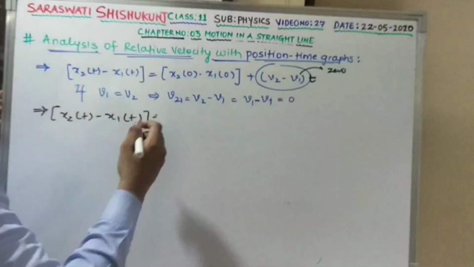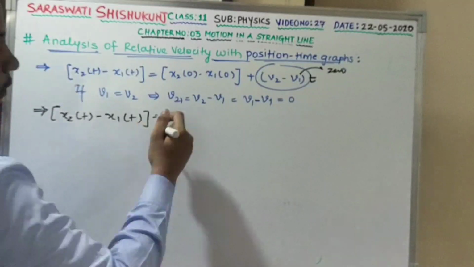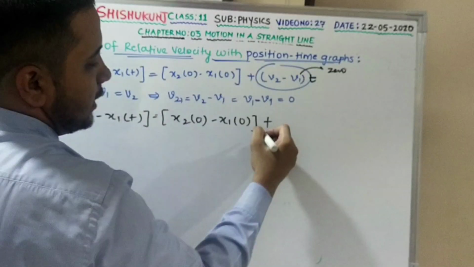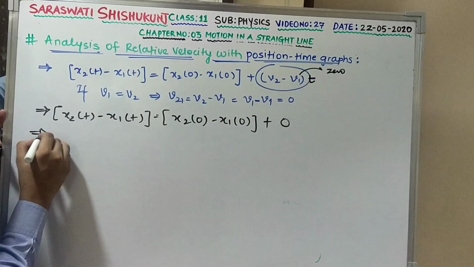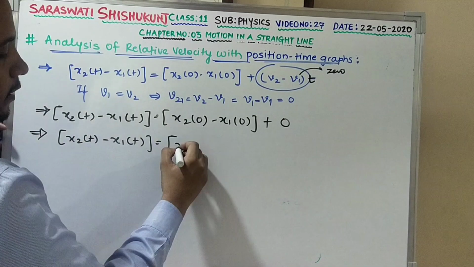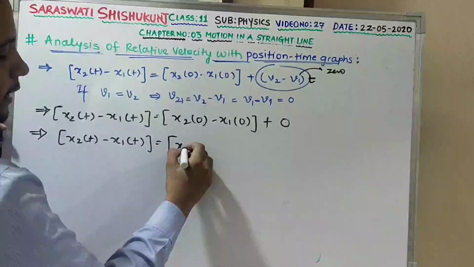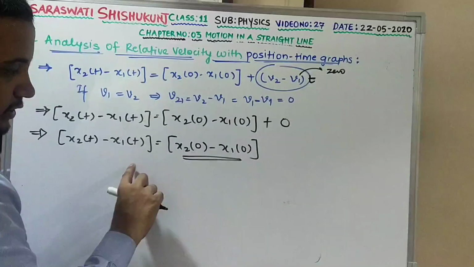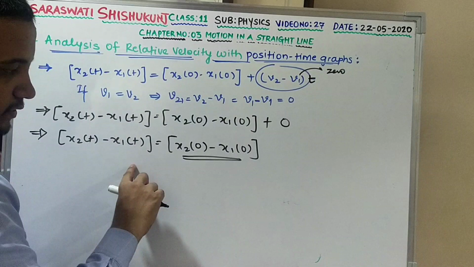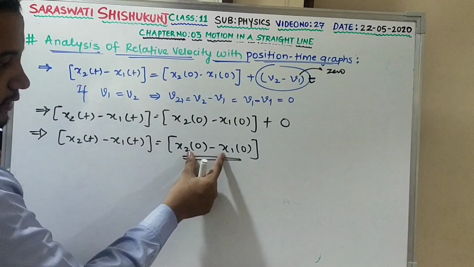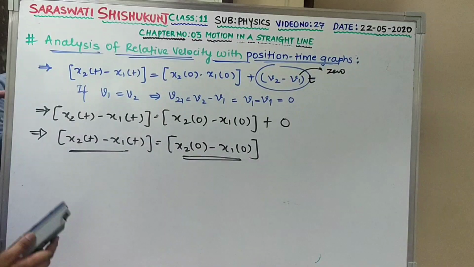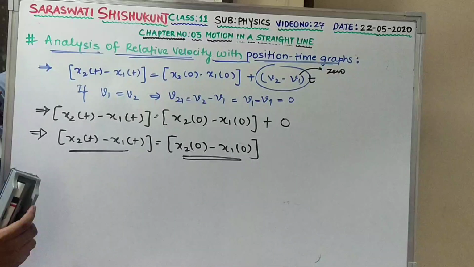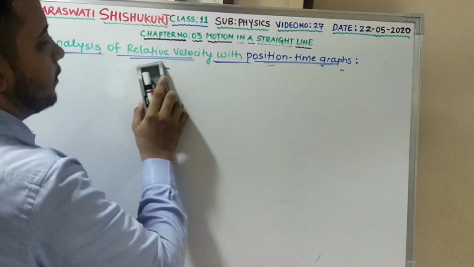So I am going to get x2(t) minus x1(t) equals x20 minus x10 plus 0 into something, which is 0. So my final equation is x2(t) minus x1(t) equals x20 minus x10. It means whatever the distance between the two initial positions of the objects, it will be the same throughout the motion at any time instant. We can plot the graphs for the same. Hope this is clear to you all.